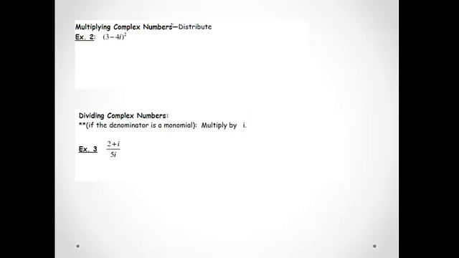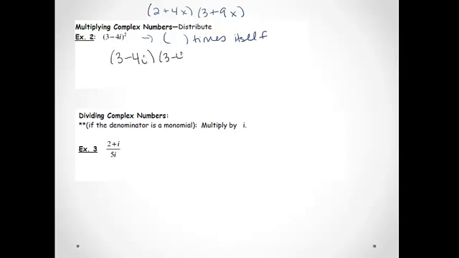So we've already talked about how to add and subtract these complex numbers. Now we're going to talk about multiply. Okay, multiplying is just like distributing. So if I gave you this kind of problem, you would distribute. Same idea here. But you got to remember that when you see a square, that just means the parenthesis times itself. So we're going to go 3 minus 4i times 3 minus 4i.